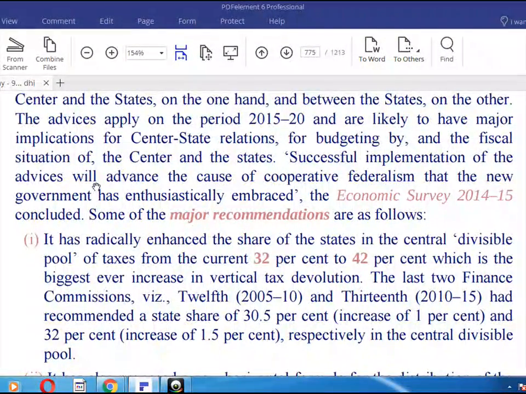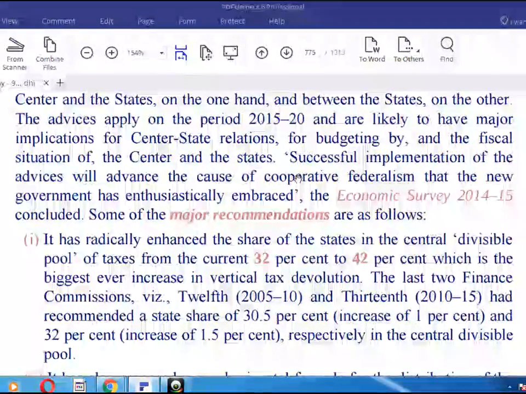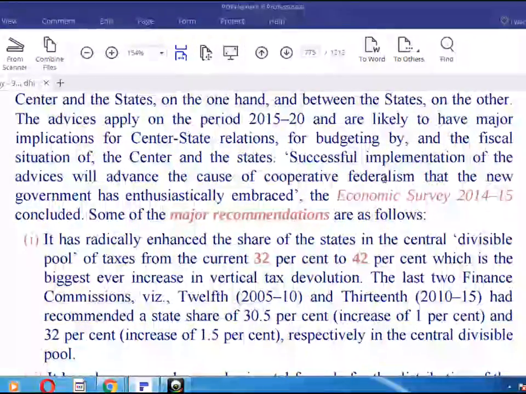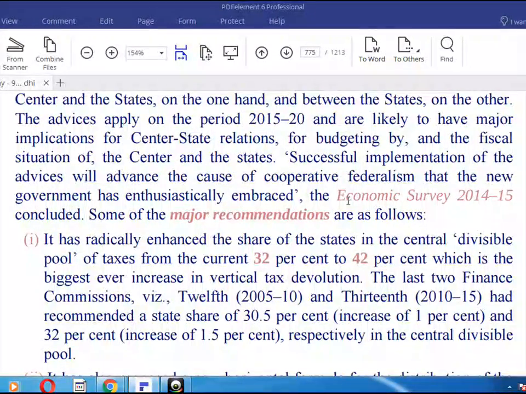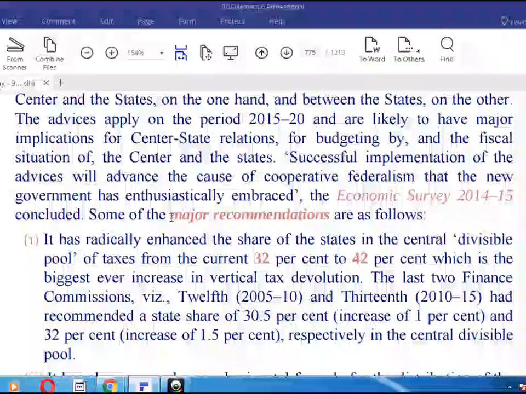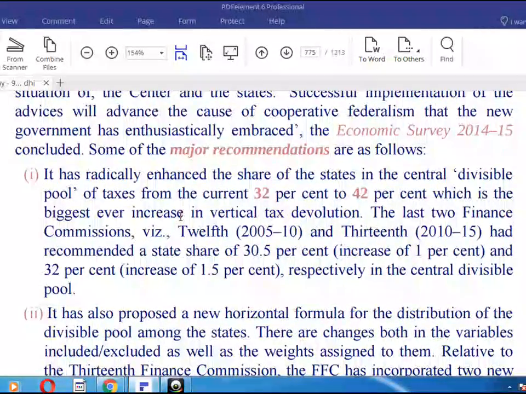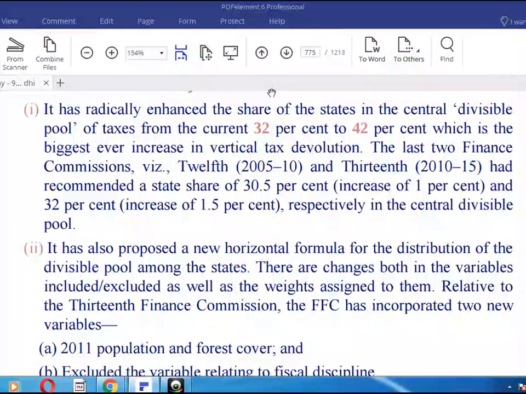Successful implementation of the advice will advance the cause of cooperative federalism that the new government has enthusiastically embraced. The Economic Survey concluded some of the major recommendations as follows. It has radically enhanced the shares of the states in the central divisible pool of taxes from the current 32% to 42%, which is the biggest ever increase in vertical tax devolution.